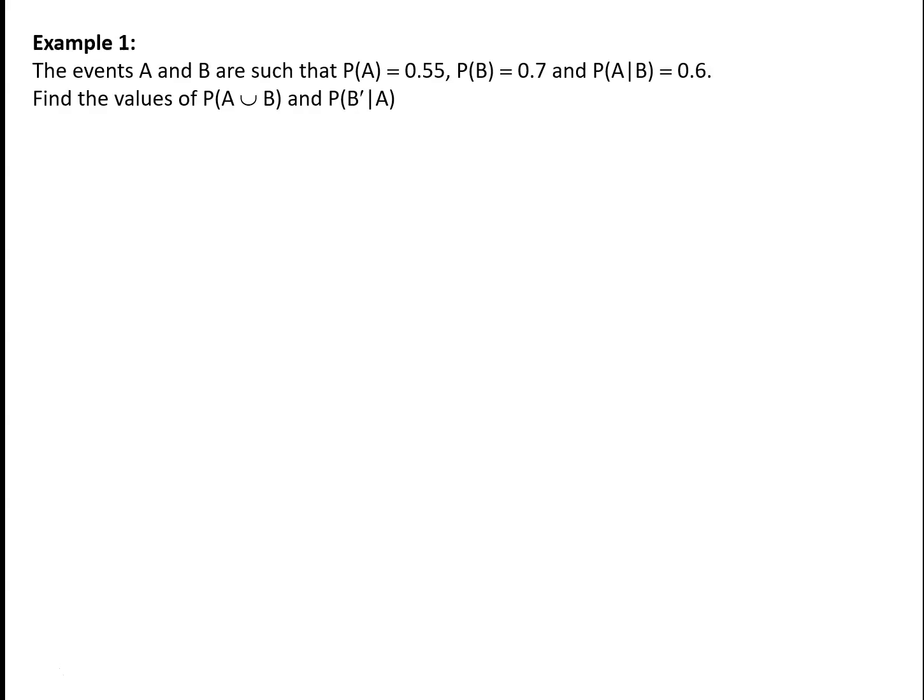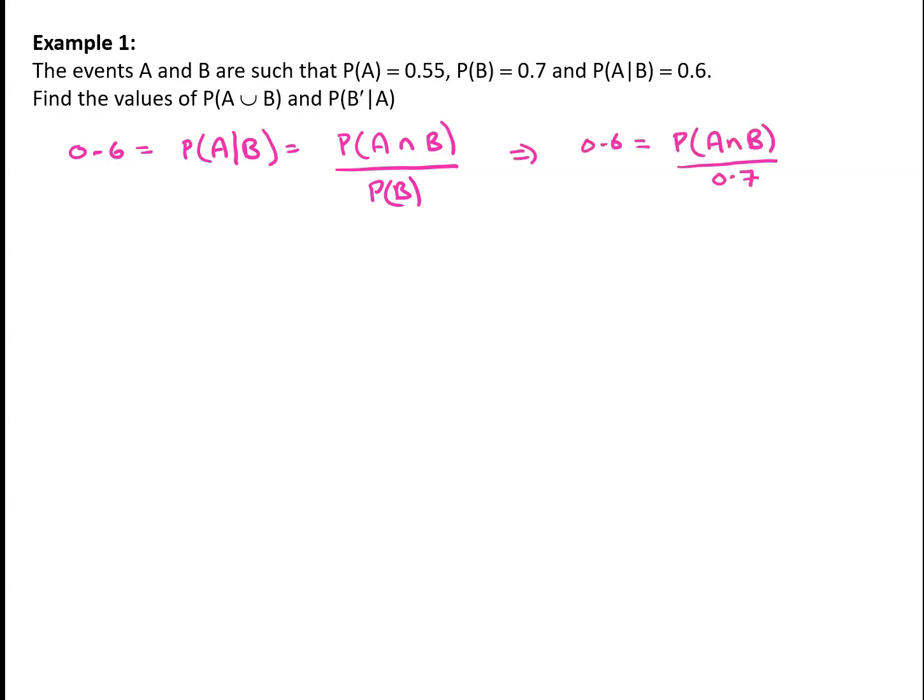The fact that we know that the probability of A given B is 0.6 means that I can say that 0.6 is the probability of A given B, which is the probability of A intersect B divided by the probability of B. Rearranging that, because we know the probability of B is 0.7, we can say that 0.6 is equal to the probability of A intersect B divided by 0.7. In other words, the probability of A intersect B is 0.42.